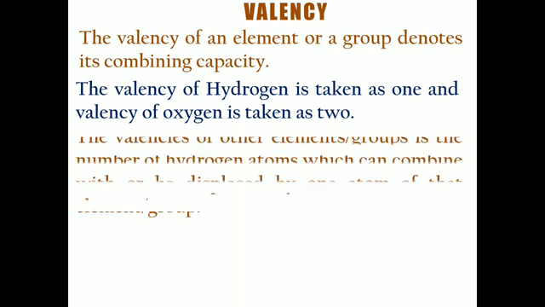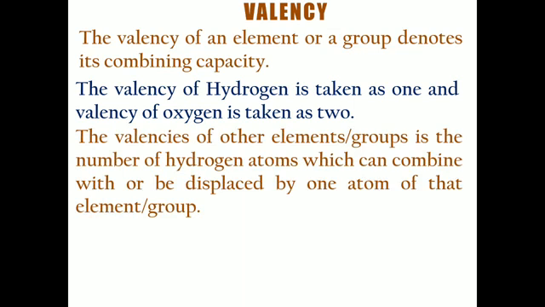Now in general terms, every element has a valency. So what is valency? It is the number of hydrogen atoms which can combine with or be displaced by one atom of that element. For elements like carbon or nitrogen, the valency can be decided by a simple rule: how many hydrogen atoms they can accommodate to form a single stable molecule.